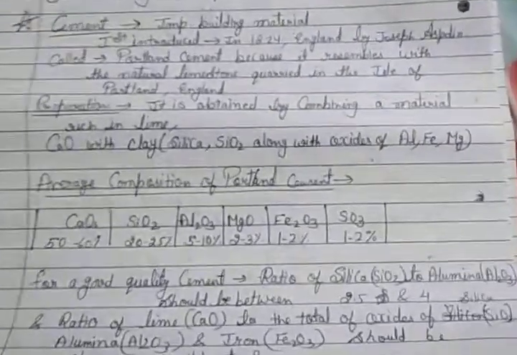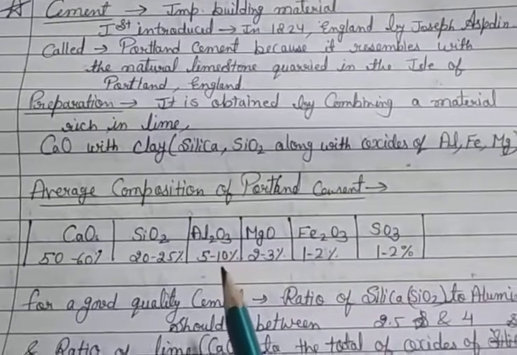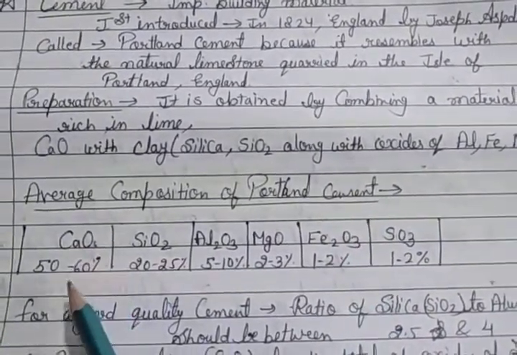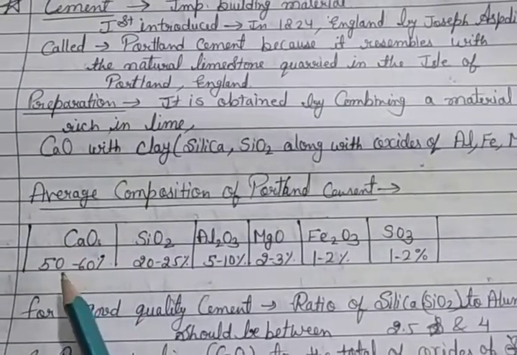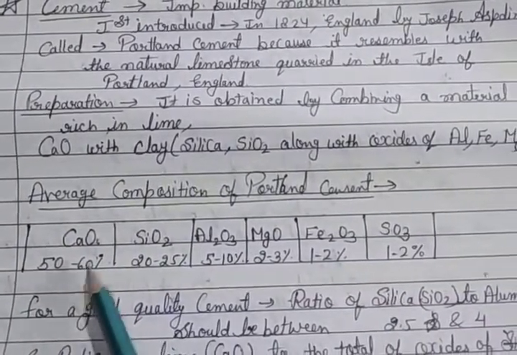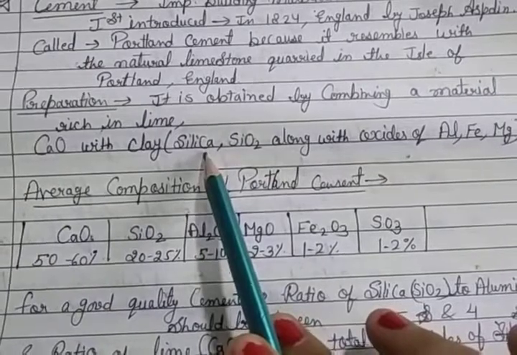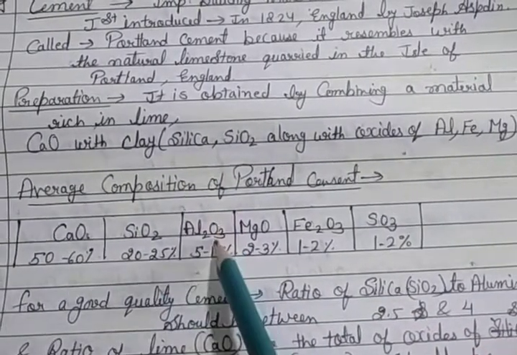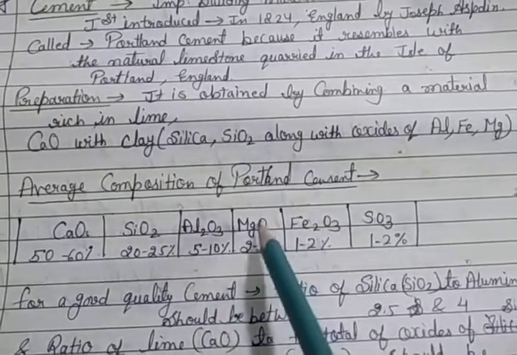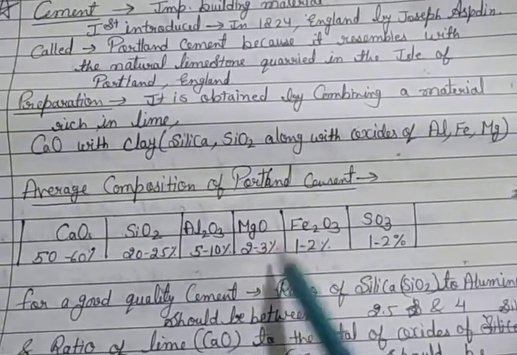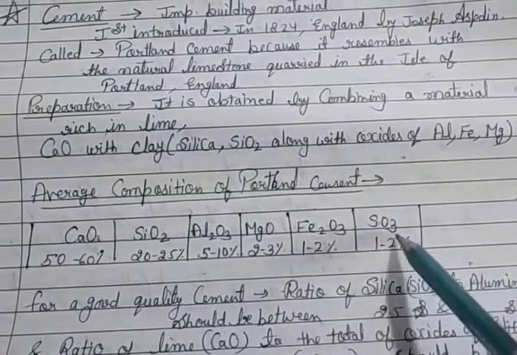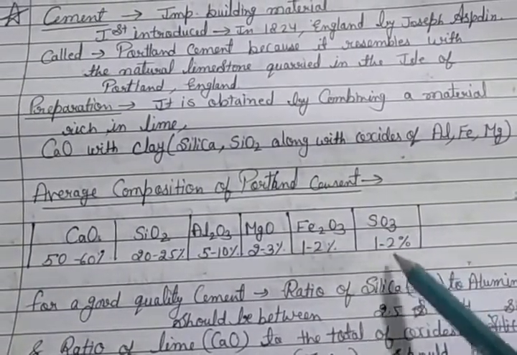Okay, the average composition of Portland cement. Calcium oxide, quicklime, we have to take 50 to 60%. Then in clay, silica is present, so silica we have to take 20 to 25%. Aluminium oxide 5 to 10%. Magnesium oxide 2-3%. Fe2O3, iron oxide, 1 to 2%. And SO3, sulfur trioxide, 1 to 2%.